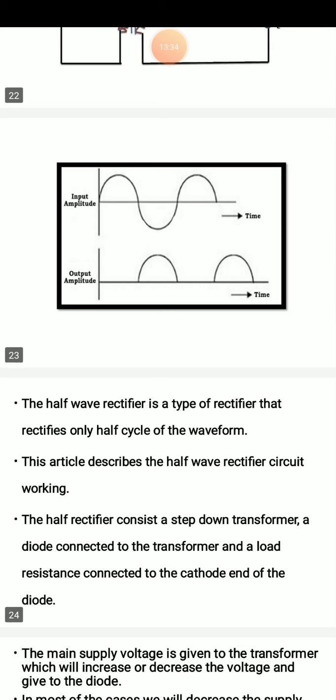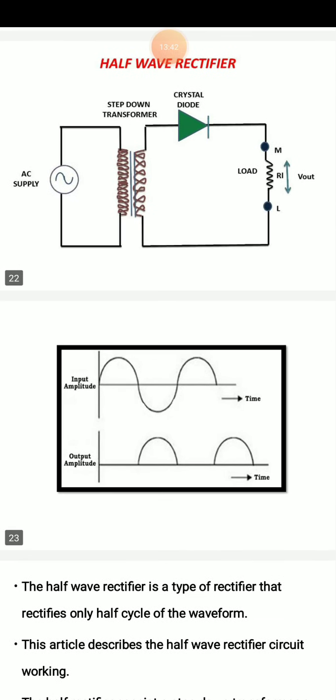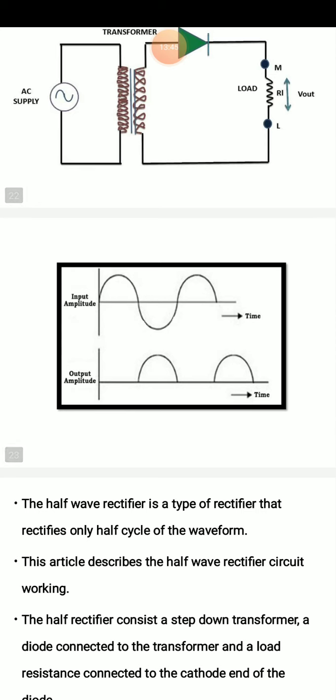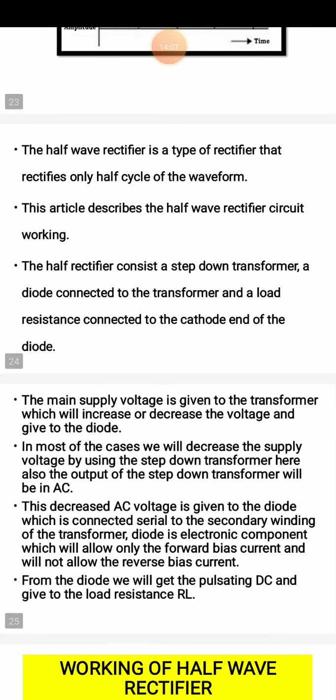briefly in the waveform. So the input, we know that the input AC is a sinusoidal waveform with respect to time, and in a half wave rectifier, the diode will activate only in the positive half cycle. That is the meaning of half wave rectifier. A half wave rectifier is nothing but one that operates only in the positive cycle. A half wave rectifier is a type of rectifier that rectifies only half cycle of the waveform. That's what I mentioned earlier.